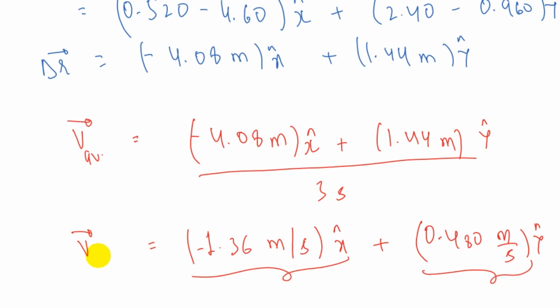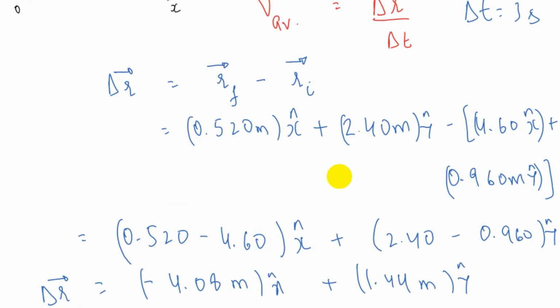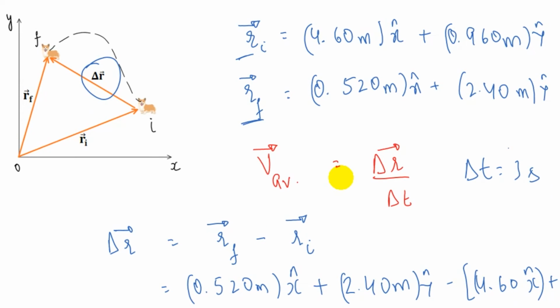Now one thing I'm going to ask you guys: what would be the direction of the velocity vector? Pause the video and think. Now I hope you tried. The direction of the velocity vector will be the same as that of the displacement vector. So you can write that the direction will be just parallel to this position vector. This would be the direction for the average velocity vector.